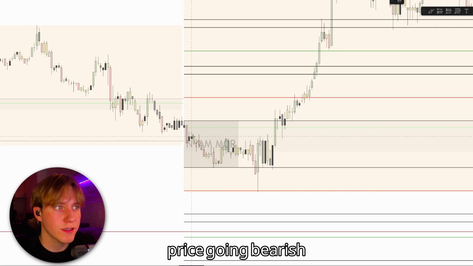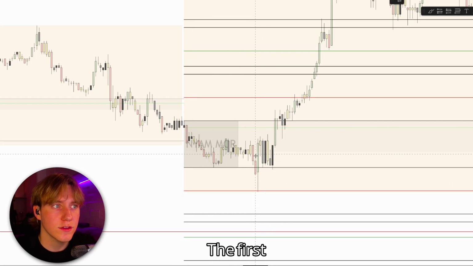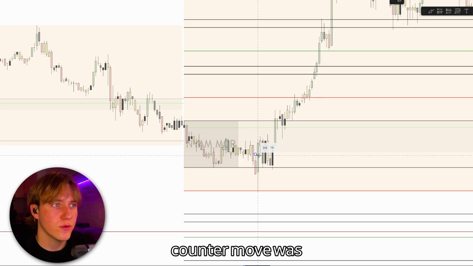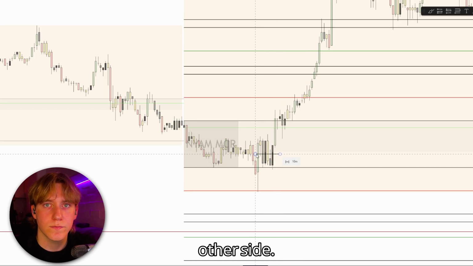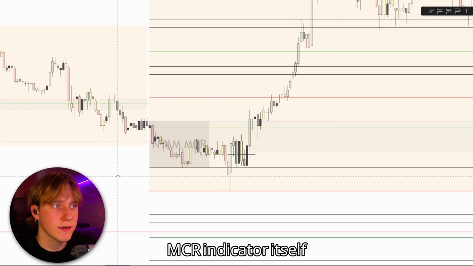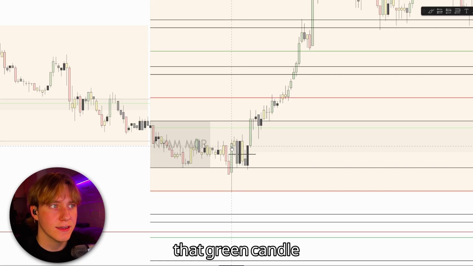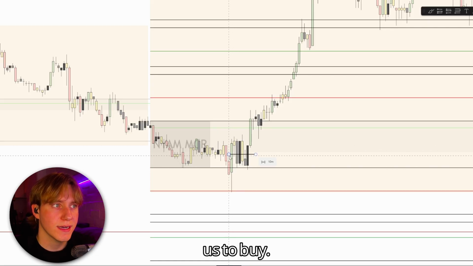So we see price going bearish, but hitting our area of interest. The first counter move was from this candle that closed on the other side. So this is going to be our area to go in for a long. And we see the indicator itself, the MCR indicator, drawing out that candle count, that green candle. It's telling us to buy.